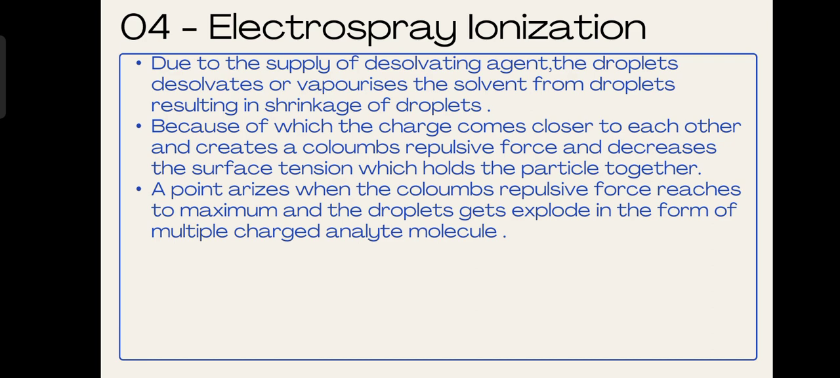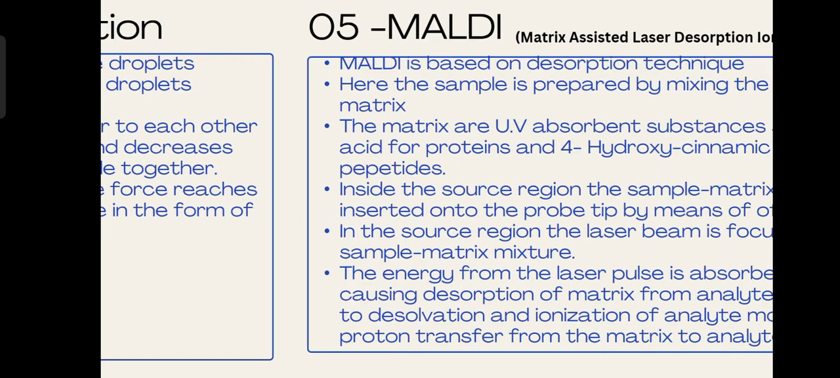Because of the increase in the Coulomb's repulsive force and decrease in the surface tension, a point arises where this Coulomb's repulsive force reaches a maximum, and the droplets will explode in the form of fine tiny droplets having a single positive charge in it, which is further accelerated to the mass analyzer for its detection. I hope you understood this electrospray ionization technique.